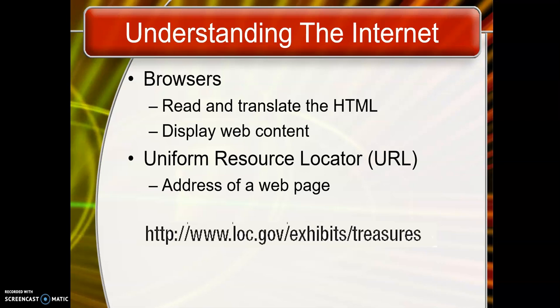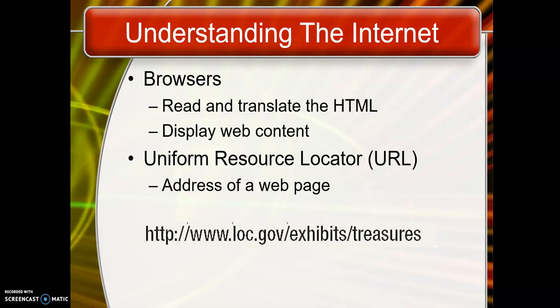So what is a browser? In the simplest example, you are watching YouTube, you might have opened Internet Explorer or Google Chrome or Mozilla Firefox, or Opera. These are kinds of internet browsers. These are the software which allow you to read and translate the HTML, and they also display the web contents.